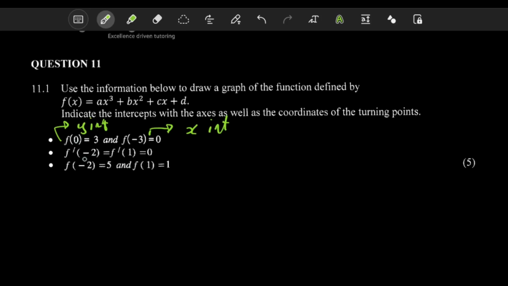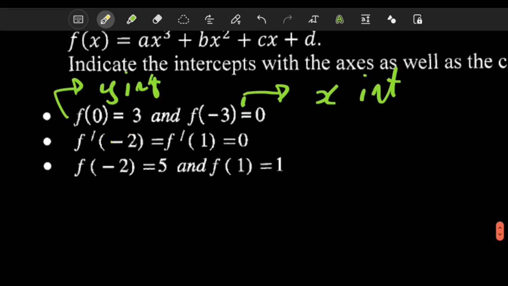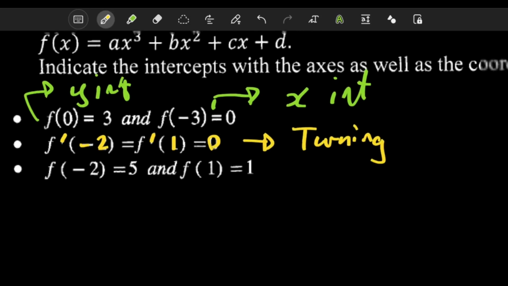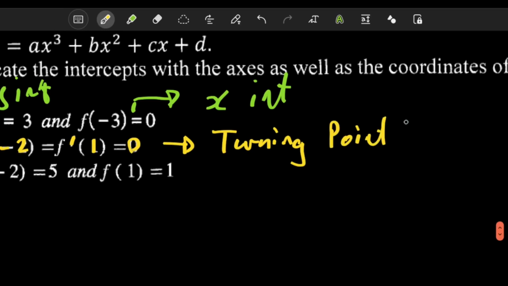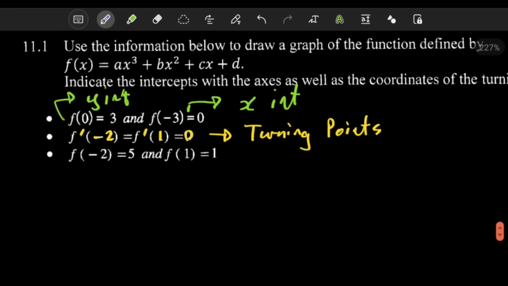Here this is telling you that in the first derivative, if you throw in a -2 and if you throw in a +1, you get a gradient of 0. So here they've given you your turning points. That's what they're trying to tell you. So they've given us intercepts with the axes and then turning points as well. These are the coordinates of the turning points, you see.